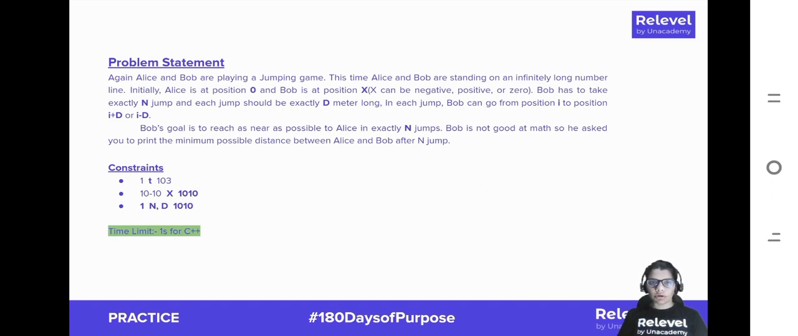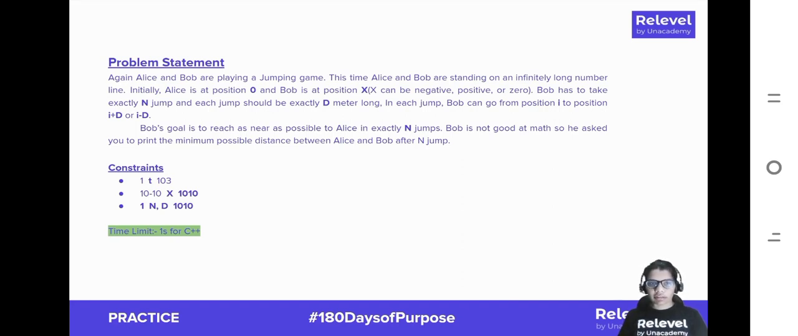Now, Bob's goal is to reach as near as possible to Alice in exactly n number of jumps. Bob is not good at math, so he asked you to print the minimum possible distance between Alice and Bob after n jumps. So we just need to find the minimum number. So here you can see we need to find the minimum distance possible between position 0 and the position of Bob. That would be after n number of jumps.